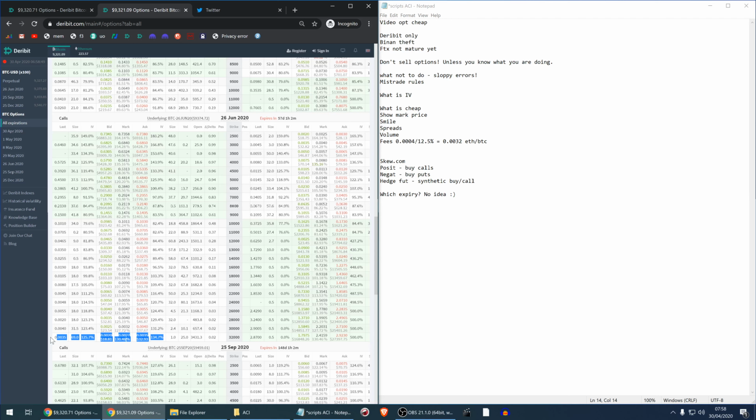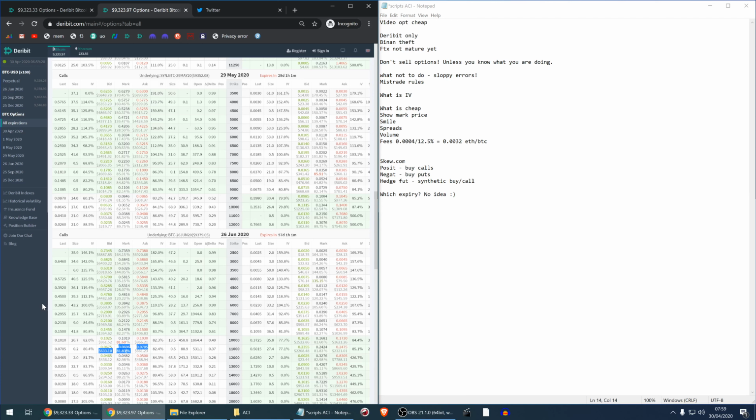Another important thing to look at are spreads. So the spread here is $30. You can buy this option at $660 and sell it at $633. And obviously it's cheaper to buy and sell an option which has tighter spreads. So this one, for example, also doesn't have very tight spreads, partially because it's so volatile at the moment.